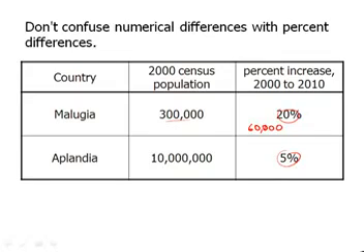Well, in Laplandia, 10 million, 10% of that would be 1 million, and half of that would be 500,000, half a million. And so even though Malugia increased by a higher percentage, Laplandia increased more when we talk about number of people. So it's very important not to confuse numerical differences with percent differences. Very, very different.